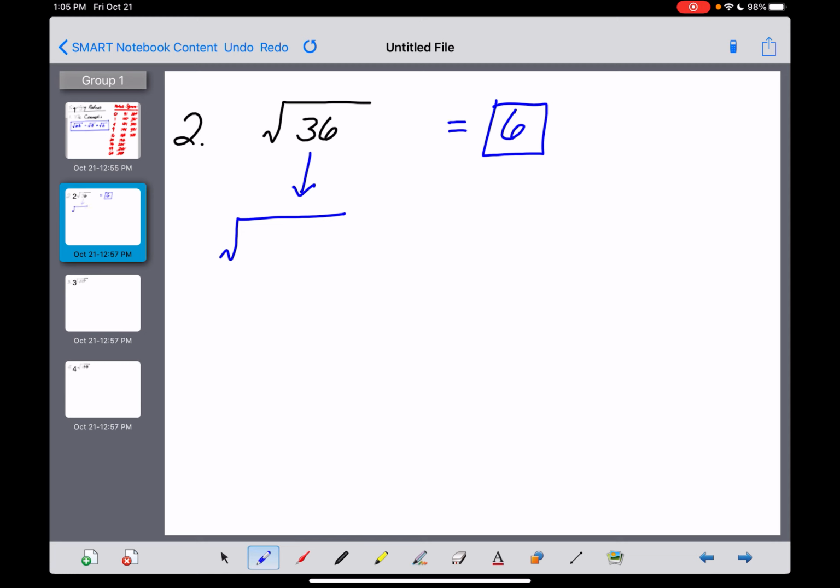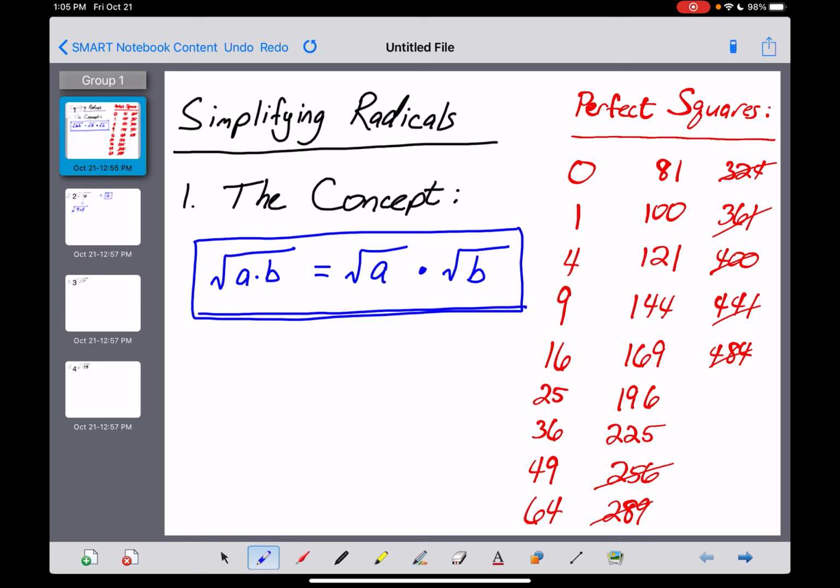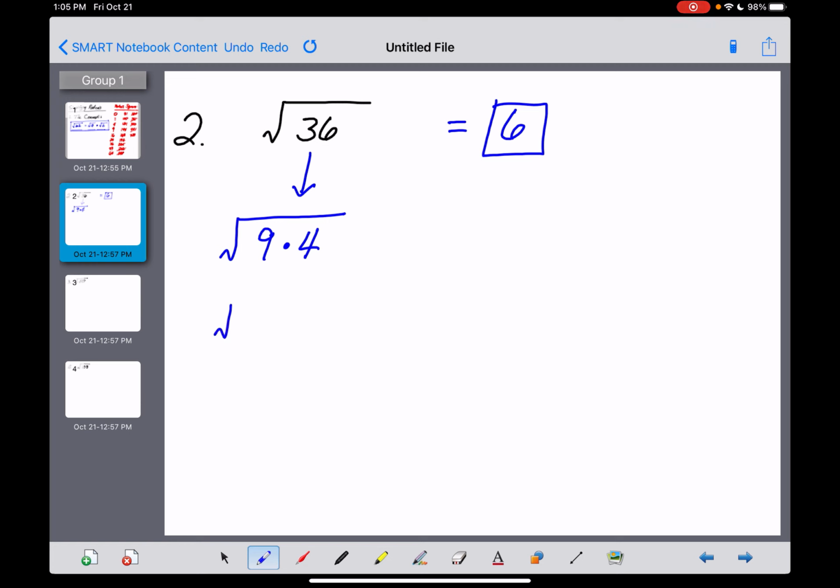36 could be rewritten as the product of two numbers that actually have something cool in common. They're both perfect squares. 36 can be broken down into 9 times 4. And now I can apply that property that we talked about right here, that the square root of a product can be written as the product of two different square roots. So I can now make this the square root of 9 multiplied by the square root of 4. And since both 9 and 4 are perfect squares, we can evaluate these.